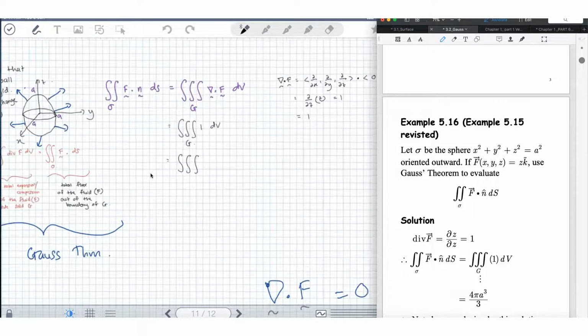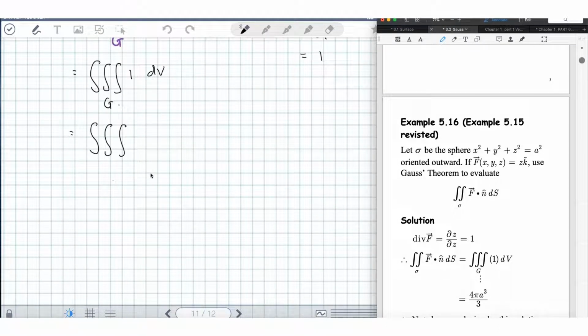So now we apply the spherical coordinates. So dv is rho squared sine phi d rho d phi d theta. Theta goes from 0 to 2 pi, and phi, because you have a complete sphere, goes from 0 to pi, and then rho is 0 to a.